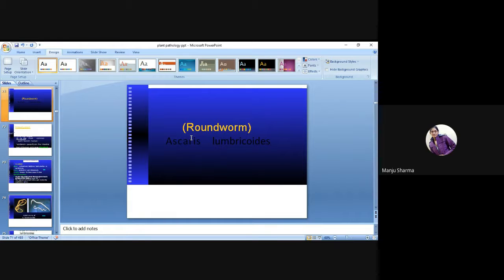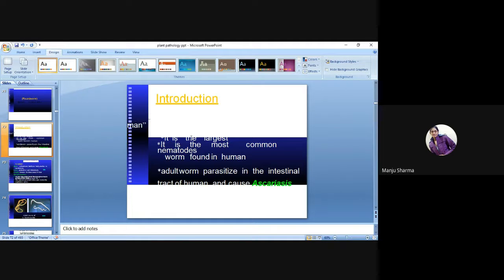Roundworm, that is Ascaris lumbricoides. Introduction: it is the largest and the most common nematode found in humans. The adult worm parasitizes the intestinal tract of humans and causes ascariasis.